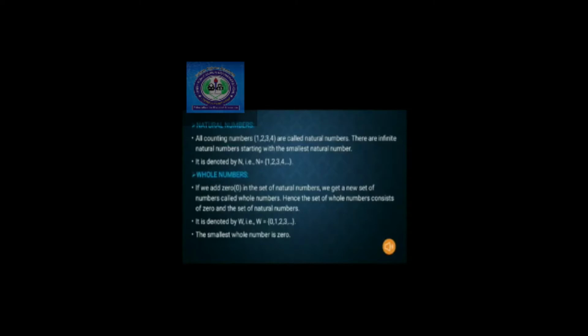Whole numbers. If we add 0 in the set of natural numbers, we get a new set of numbers called whole numbers. Hence, the set of whole numbers consists of 0 and the set of natural numbers. It is denoted by W, that is W equals 0, 1, 2, 3 and on. The smallest whole number is 0.